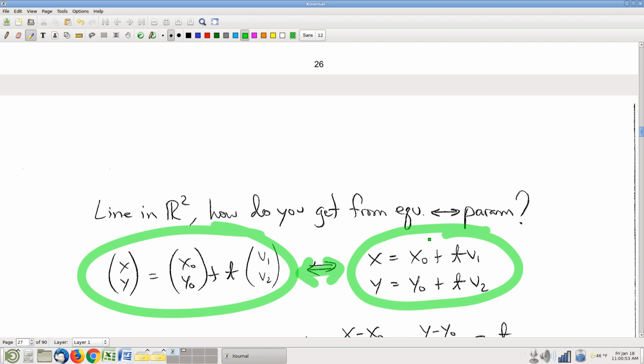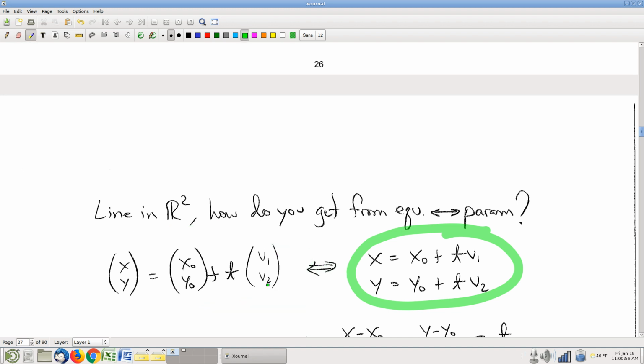Okay. All right. Now, how would I use this to test? Well, here's a point that I'd like to know whether it's on the line. I just need to know, is there some value of t at which this parameterization generates exactly that point? Let me say that a little bit differently. Is there a value of t that generates the correct x-coordinate and the correct y-coordinate at the same value of t?